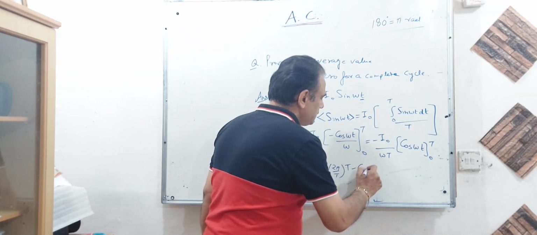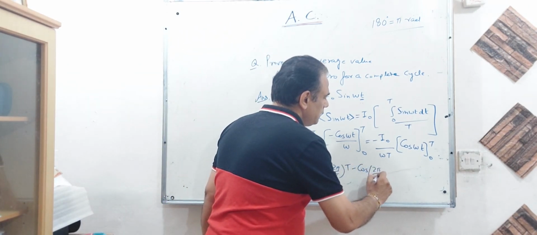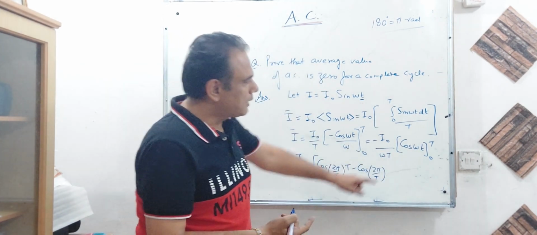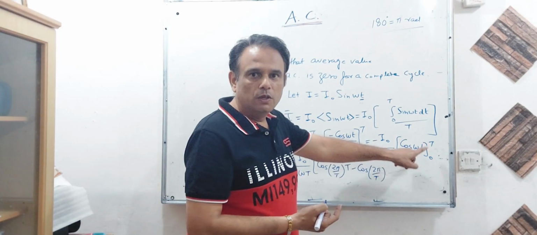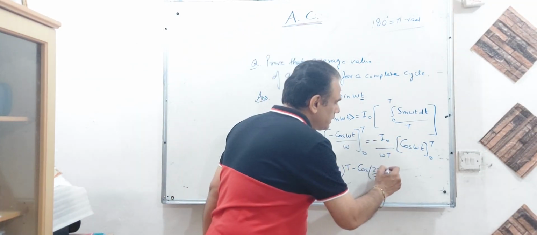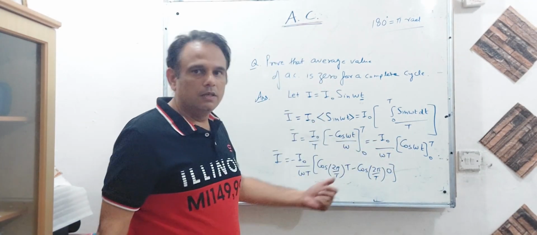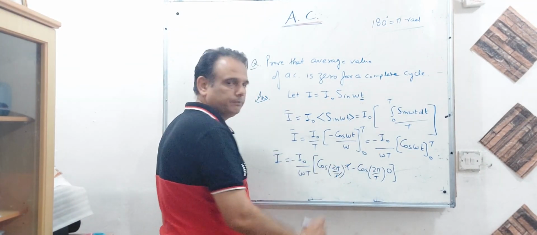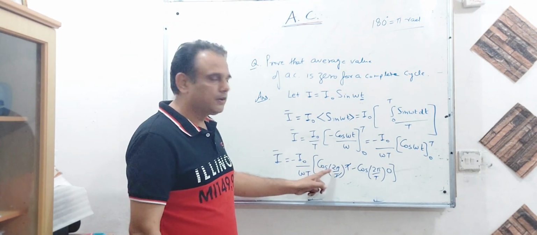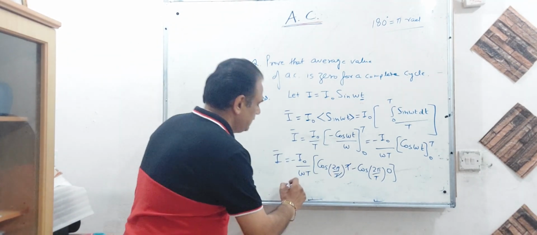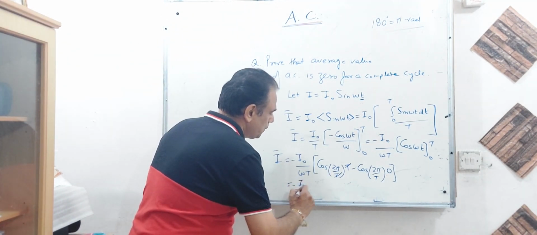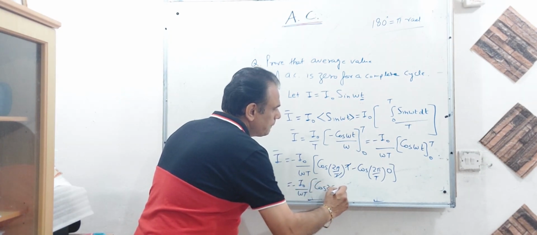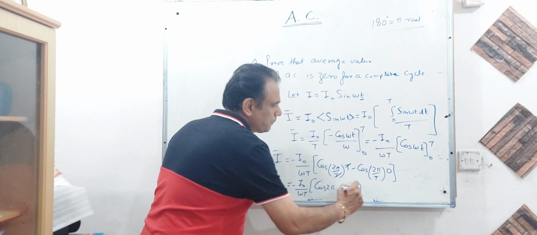Minus cos, this is again omega. Lower limit I am applying. So what is the lower limit? 0. So replace by 0, you will get omega into 0, which is 0. 0 multiplied by anything is 0. So now here, this T gets cancelled. What is left? Cos 2 pi. Minus I naught by omega, cos 2 pi minus cos 0.